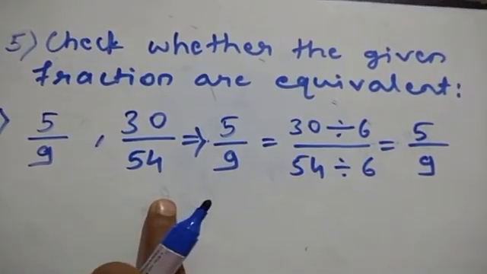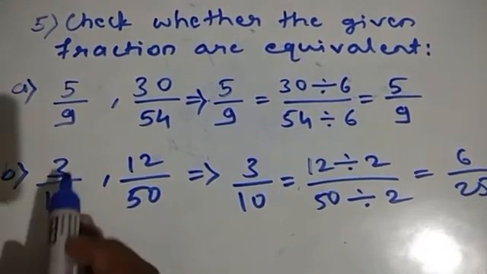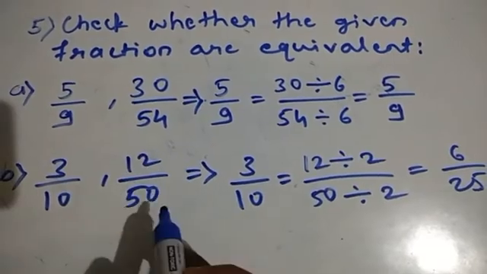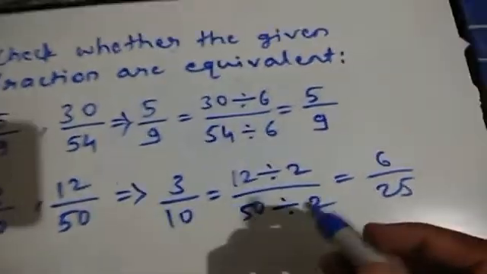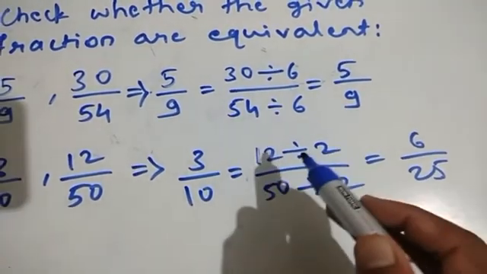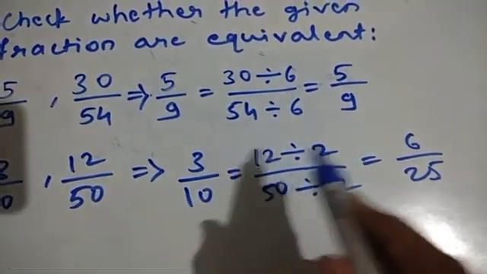See one more example, 3 upon 10 and 12 upon 50. Here 3 upon 10 is already in its lowest term. So 12 upon 50 we will reduce to its simplest form. Therefore 3 upon 10 as it is. 12 and 50 have only one common factor, that is 2. Therefore 12 and 50 divided by 2. So 12 divided by 2 is 6 and 50 divided by 2 is 25.